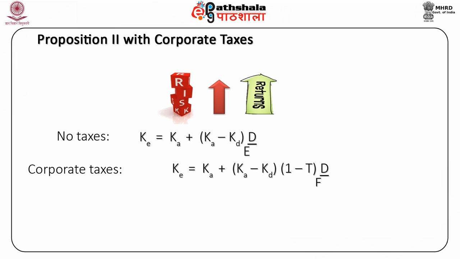As the firms get the interest tax shield, the risk of the shareholders gets reduced by this amount, and their expected return is also reduced in the same proportion. Thus, their return is given as shown here. Hence, it can be concluded that in the case of corporate taxes also, shareholders' return increases on an increase in leverage, but this increase is lesser as compared to the case when there are no corporate taxes.